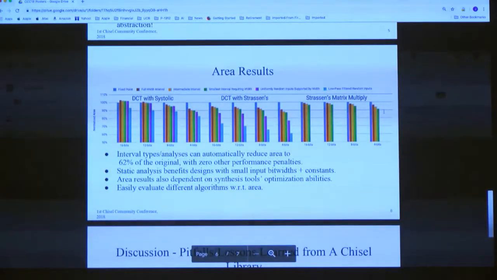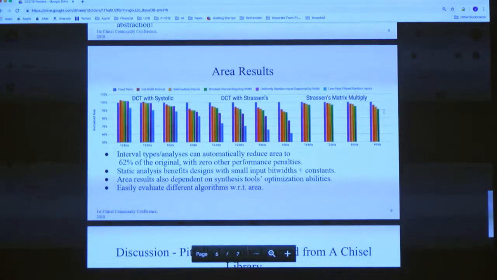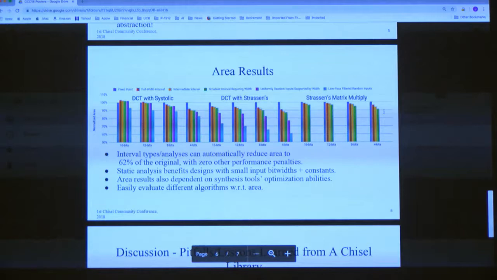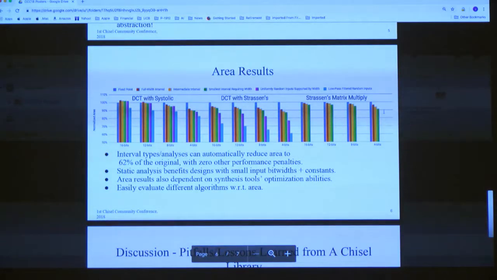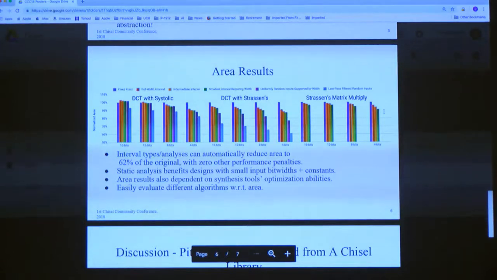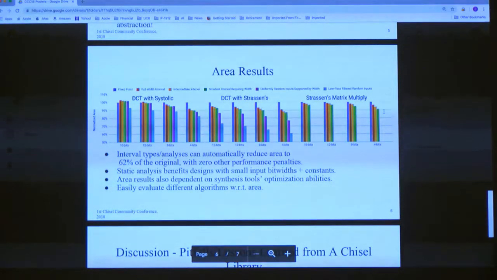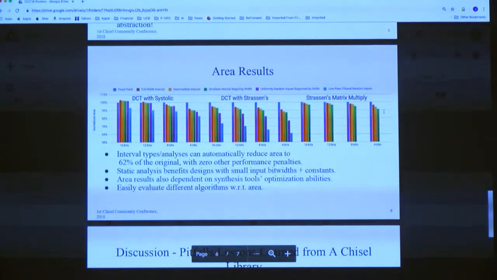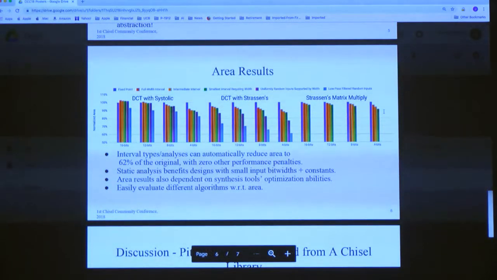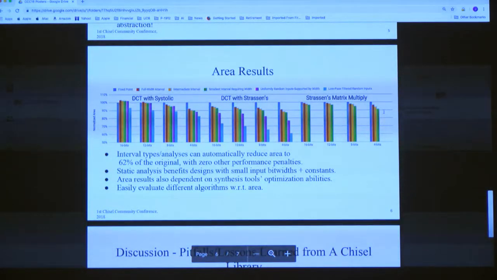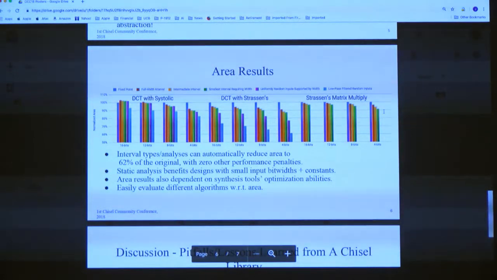We have some area results, and basically showed that in general, you reduce area by a nice amount with no effect on performance. All you have to do is use the interval data type. There were some cases where the synthesis results were larger, and the reason for that is, well, we're not quite sure, but we think it's because there are some quirks in the synthesis tool, and that this is within the noise, but yeah, we're not quite sure.